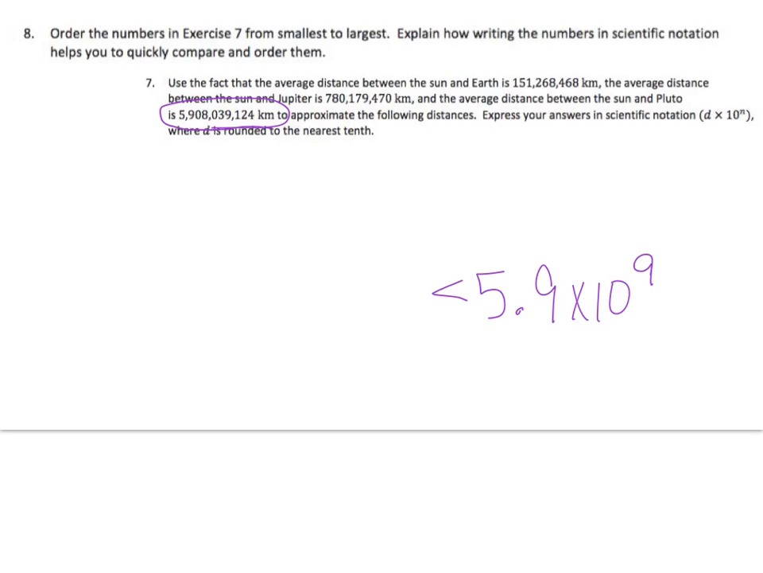Then we had the distance, part E, gave us an answer of 5.1 times 10 to the 9th. Also a 10 to the 9th, which is important. The rest of them are 10 to the 8th, so let's just put them in order.